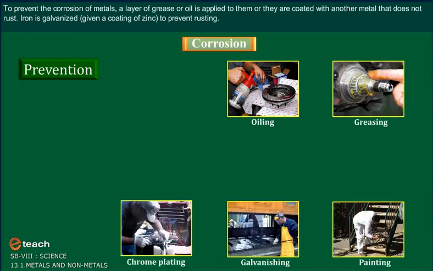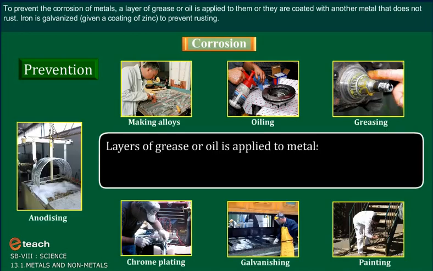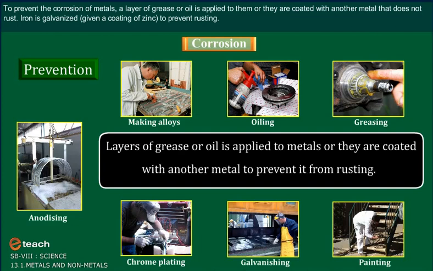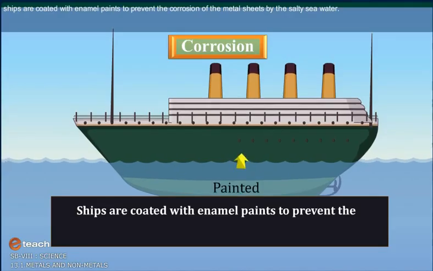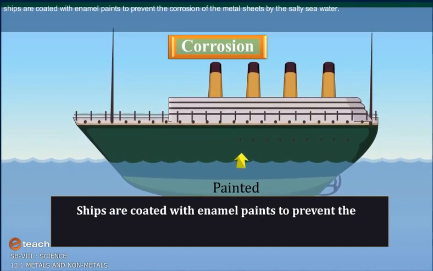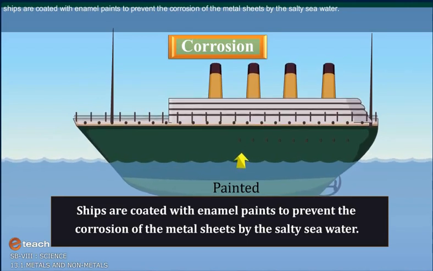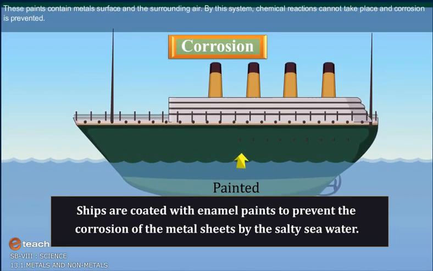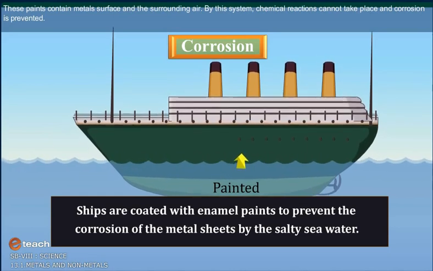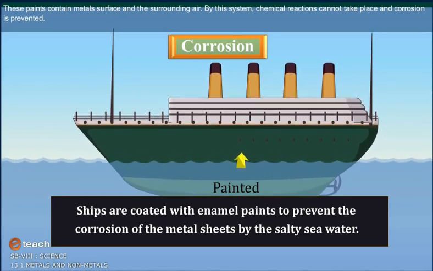To prevent the corrosion of metals, a layer of grease or oil is applied to them or they are coated with another metal that does not rust. Iron is galvanized, given a coating of zinc to prevent rusting. Ships are coated with enamel paints to prevent the corrosion of the metal sheets by the salty sea water. These paints form a layer between the metal surface and the surrounding air. By this system, chemical reactions cannot take place and corrosion is prevented.